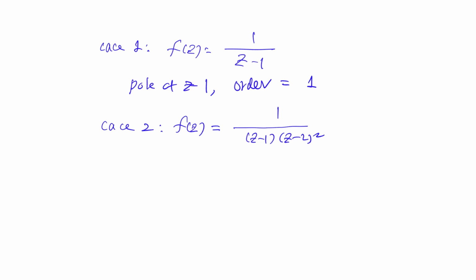How many poles does it have? This function has 2 poles, right? One is z equal to 1, and another one is z equal to 2. How about the order? One is 1, the other one is 2. Right. This function has poles at z equal to 1, order 1, right? And z equal to 2, order 2.